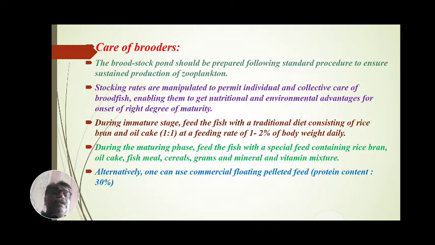Immature fish are selected and provided a traditional diet consisting of rice bran and oil cake, one part rice bran and one part oil cake, in a 1:1 ratio. This supplementary, artificial food is provided to the immature fish at a feeding rate of 1 to 2% of body weight daily.